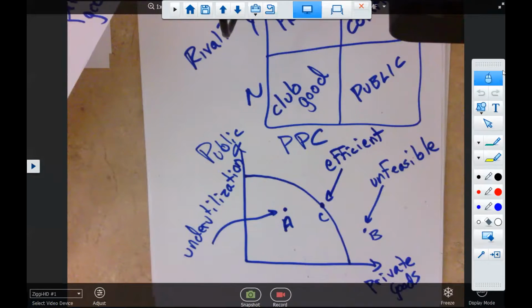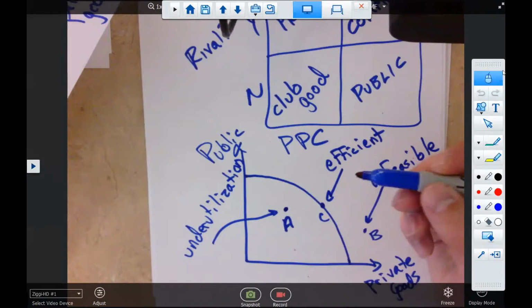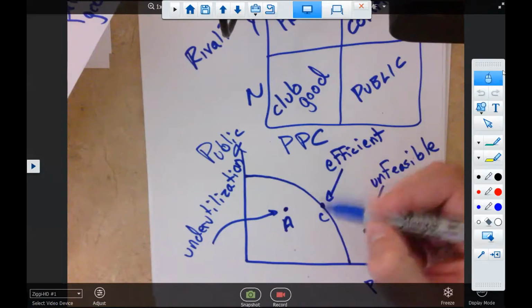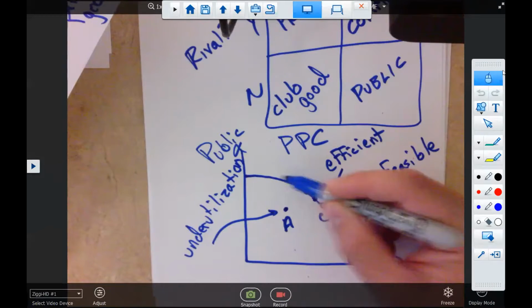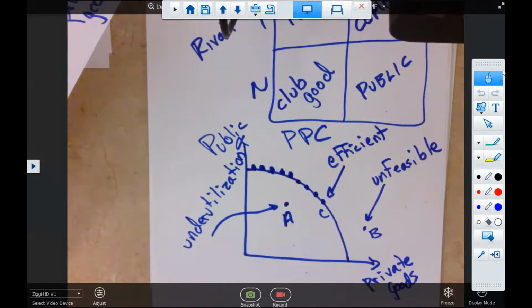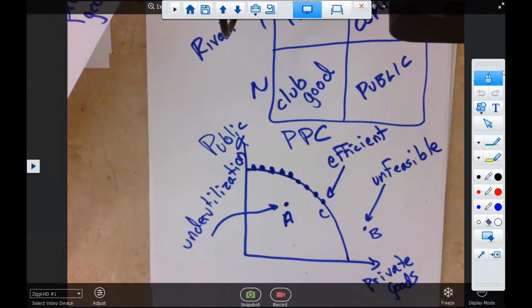And we are asked, how might the output of public goods be increased if the economy is initially operating at a point inside the curve? If we're initially operating at A, and we want to increase public good production, we would just move to literally any point on this curve that's above C. Any of these points compared to A would increase the amount of public goods. Does that make sense, everybody?